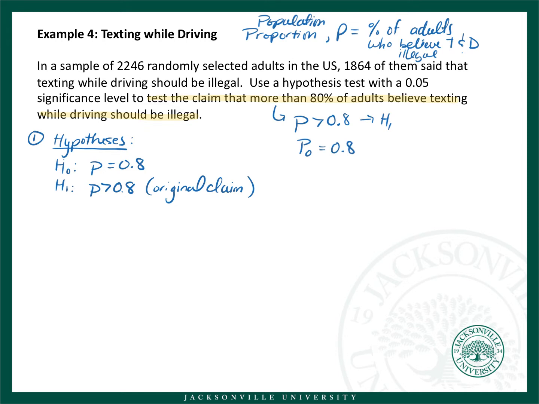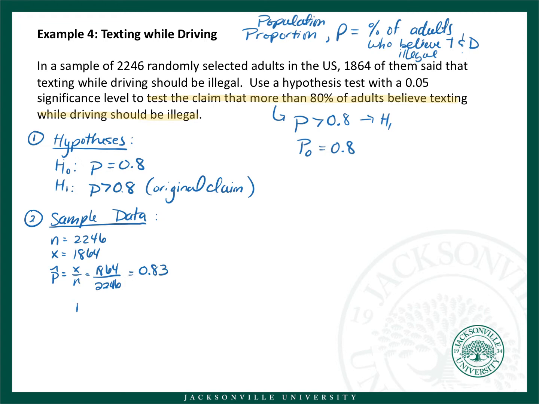Okay? All right, second step now is to write down all of our sample data. So what do we have to work with? So if we write down all of our sample data, n, or sample size, is 2,246. x, which is the number of adults who said that they believe texting and driving should be illegal, is 1,864. That gives us a sample proportion of 1864 divided by 2246, which is approximately, if we take it out to 2 decimal places, 0.83. So our sample data shows that about 83% of adults believe that texting and driving should be illegal.